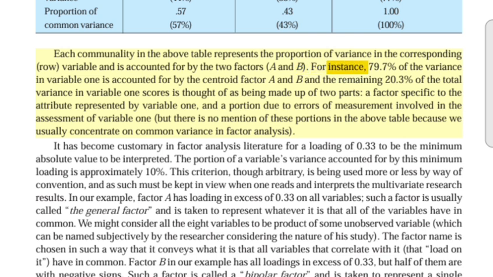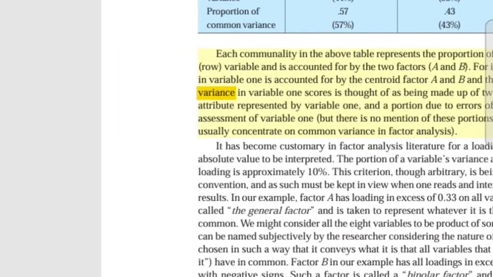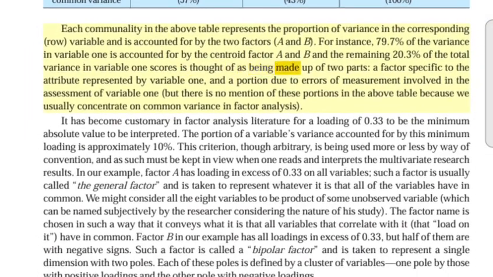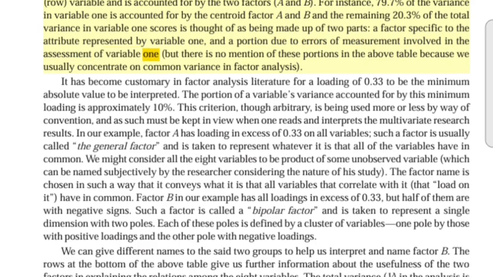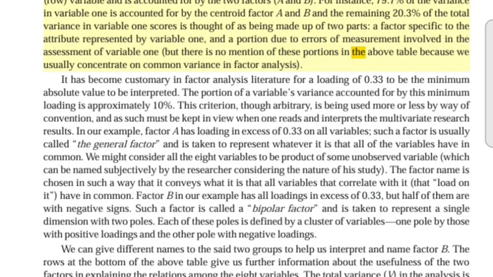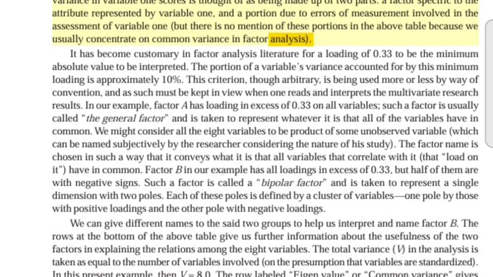For instance, 79.7% of the variance in variable 1 is accounted for by the centroid factors A and B, and the remaining 20.3% of the total variance in variable 1 scores is thought of as being made up of two parts: a factor specific to the attribute represented by variable 1, and a portion due to errors of measurement involved in the assessment of variable 1. But there is no mention of these portions in the above table because we usually concentrate on common variance in factor analysis.